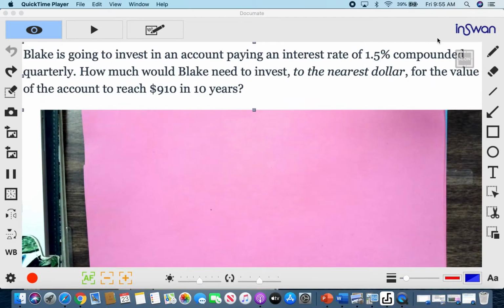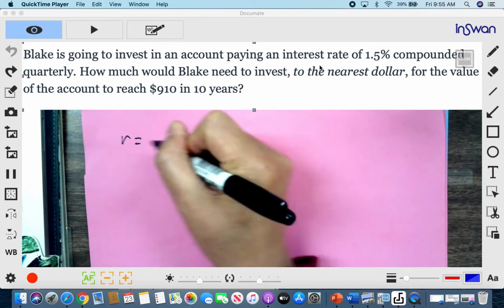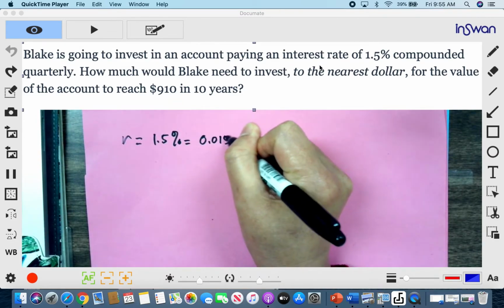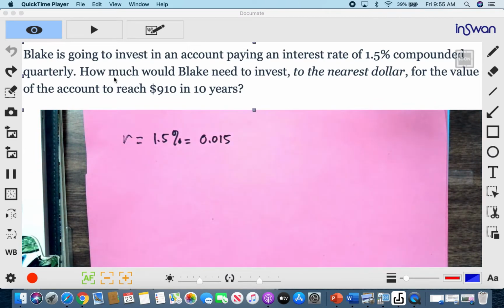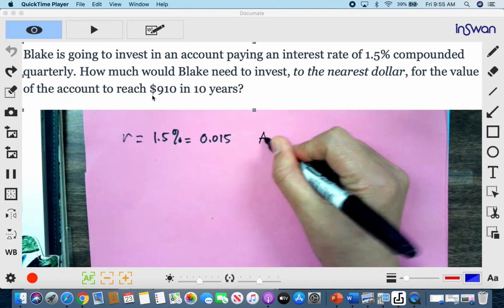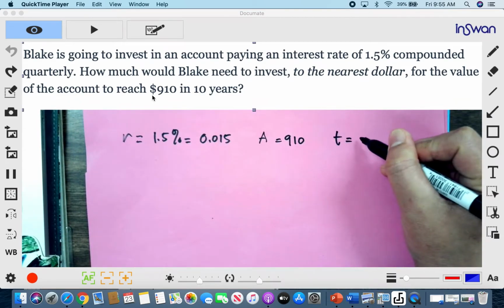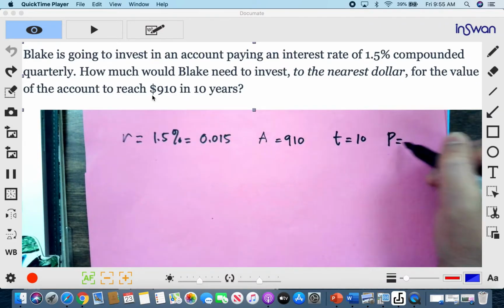Interest, because it says here compounded quarterly. So Blake is going to invest in an account paying an interest rate of 1.5%. So our R is 1.5. Then of course, we will change it to decimal by moving the decimal point 2 places to the left. Now, how much would Blake need to invest? So it means that we're trying to find the principal, to the nearest dollar, for the value of the account to reach 910 in 10 years. So our future value is 910 and our time is 10.